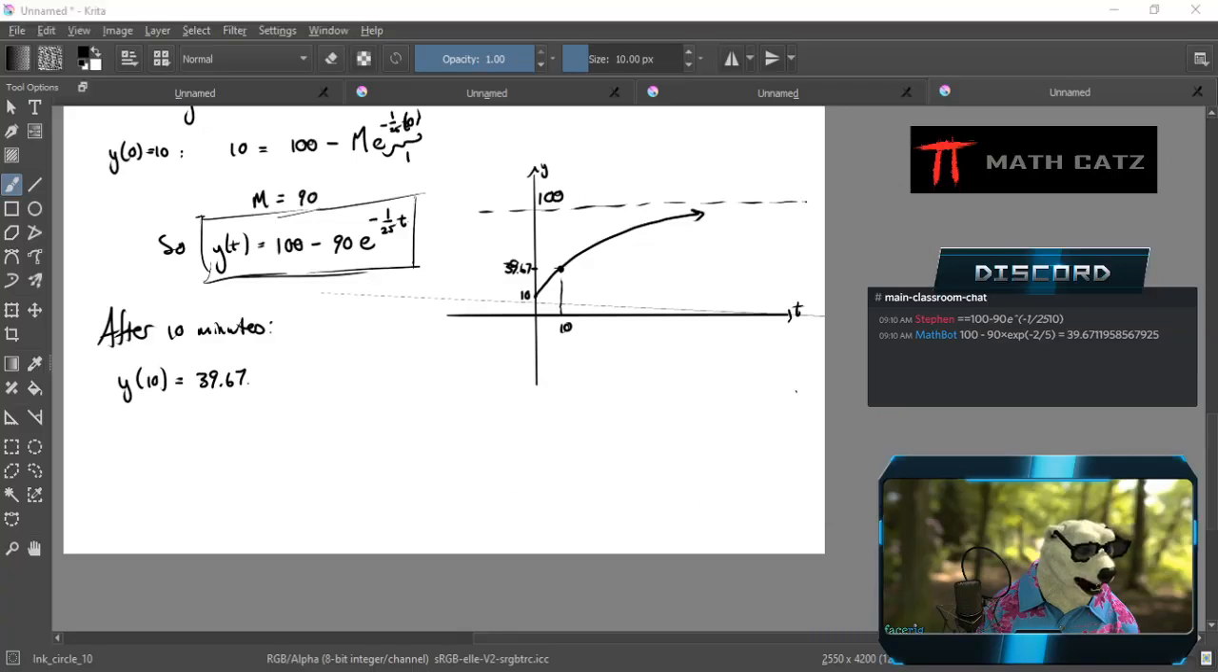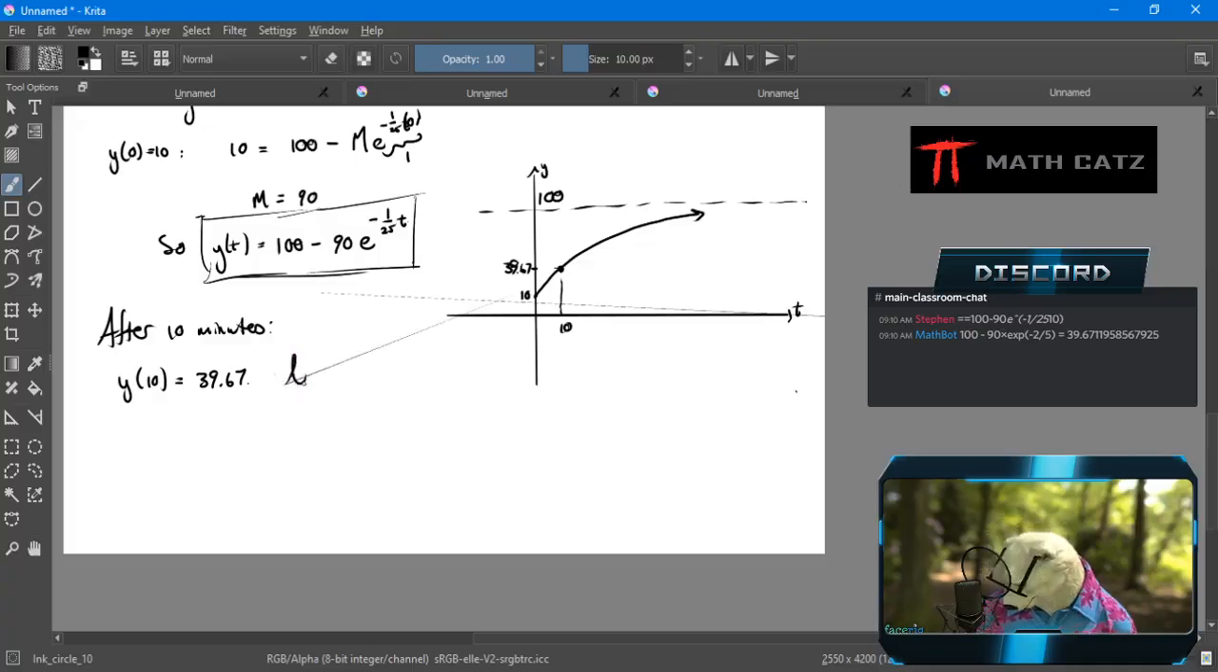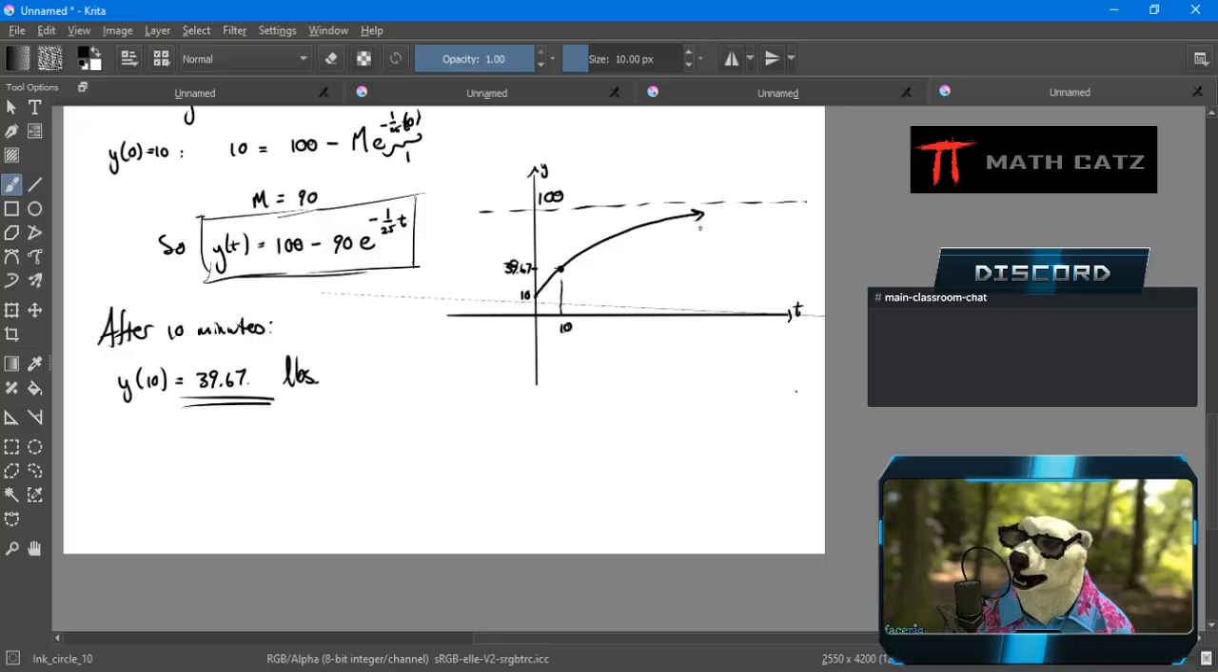So it's a little bit slower because the tank is bigger, to be fair. But you get the idea. So this is going to be in pounds, approximately, or just under 40 pounds of salt we have after 10 minutes. But we know from the function that the amount of pounds of salt is slowly increasing to try and reach this 100. It's a hard cap. It'll never actually get to 100.